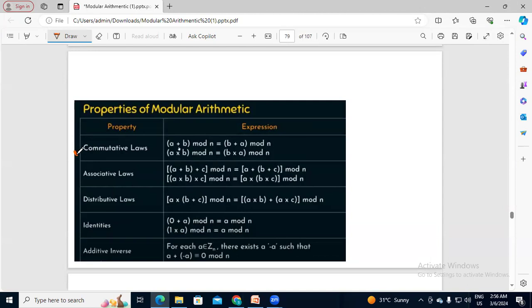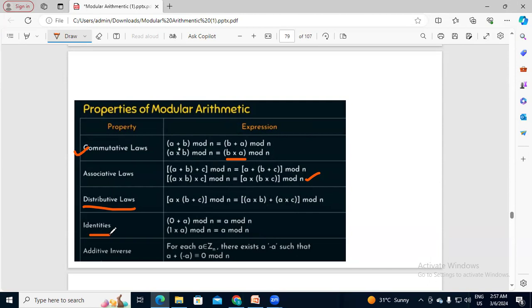The very first property is the commutative law. So (A plus B) mod n can be written as (B plus A) mod n. (A into B) mod n can be written as (B into A) mod n. Associative law: (A plus B plus C) mod n can be written as A plus (B plus C) mod n. Similar for multiplication. Then it follows the distributive law: A into (B plus C) mod n can be written as (A into B plus A into C) mod n.